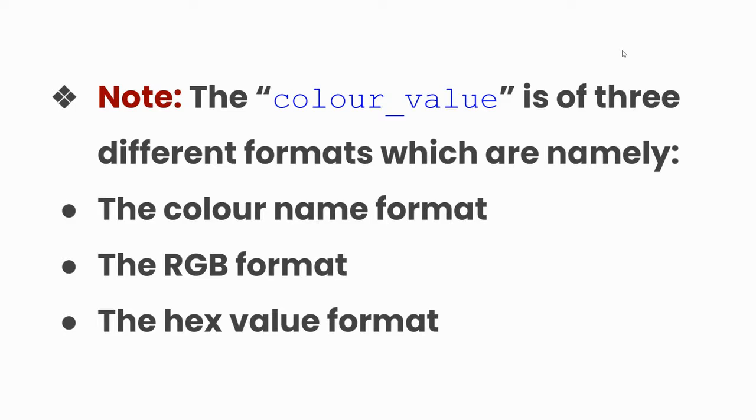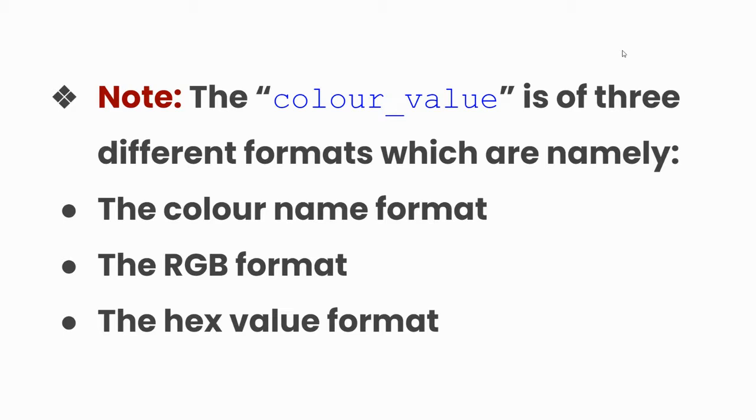So yeah, a quick note. The color value is of three different formats, namely the color name format, the RGB format, which means the red, green, blue format, and also the hex value format, that's the hexadecimal value format. Now, I know that the format many of us are conversant with is the color name format, which is basically represented by the name of the color.